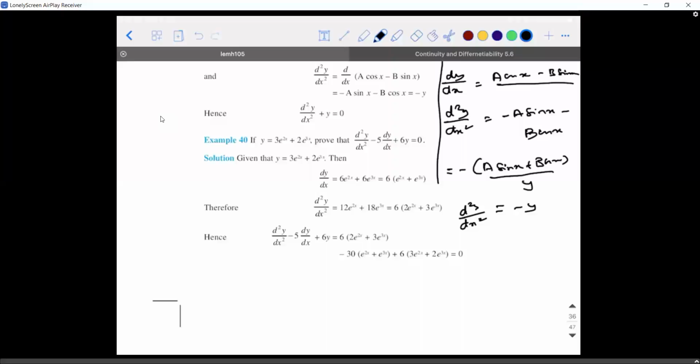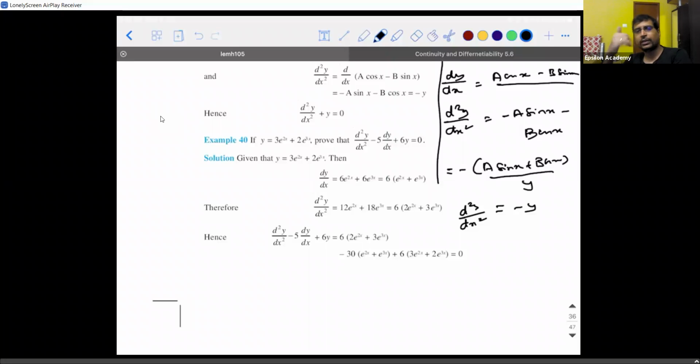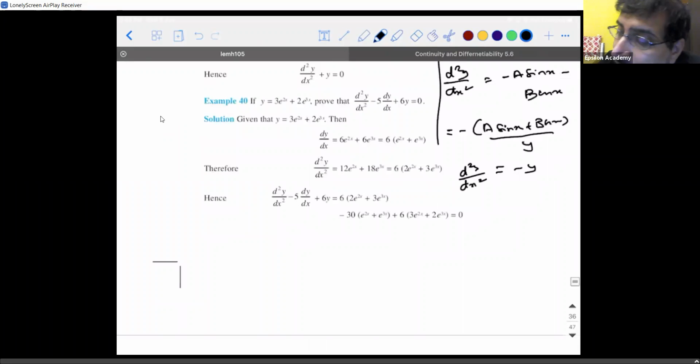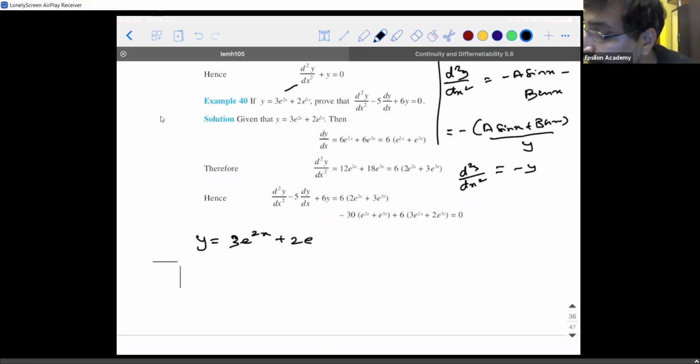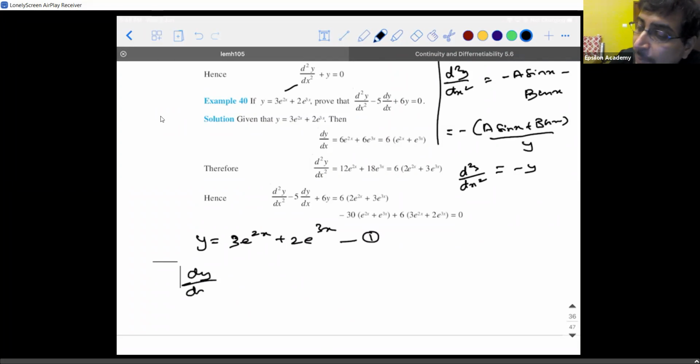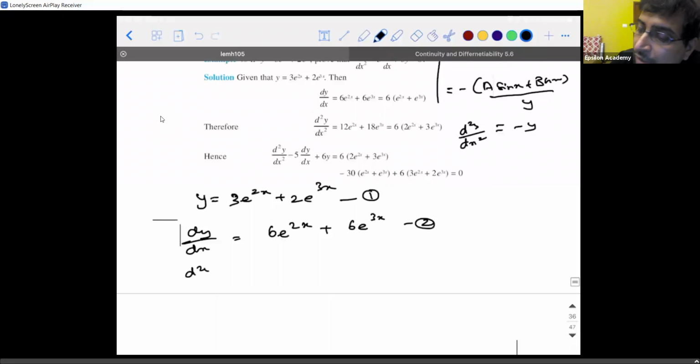They'll give you the question, first do the first order derivative, then do the second order, then whatever they are asking, just substitute it back in the question. For example, y is equal to 3e power 2x plus 2e power 3x. Let this be equation number 1. What is dy by dx, guys? 6e power 2x plus 6e power 3x. Let this be equation number 2. d square y by dx square is nothing but 12e power 2x plus 18e power 3x. Let this be equation number 3.